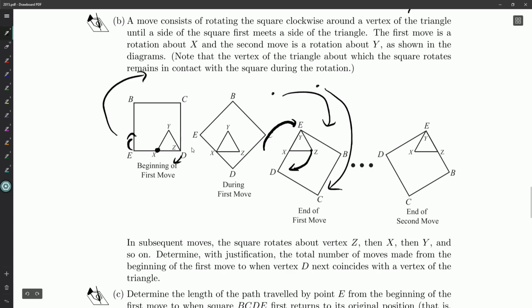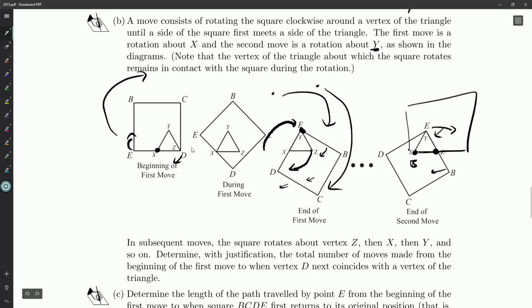Alright, so that's the end of the first move, and then Y is stuck in the vertex here. Y and E now coincide. And then we continue to rotate a little bit more now. We keep E fixed, because the next rotation is about Y. And then everything sort of shifts around until EB lies along EZ. And then the next shift would be sort of the same as the first. We'd pivot around Z, and B would move out, and E would move there, until B coincides with X.